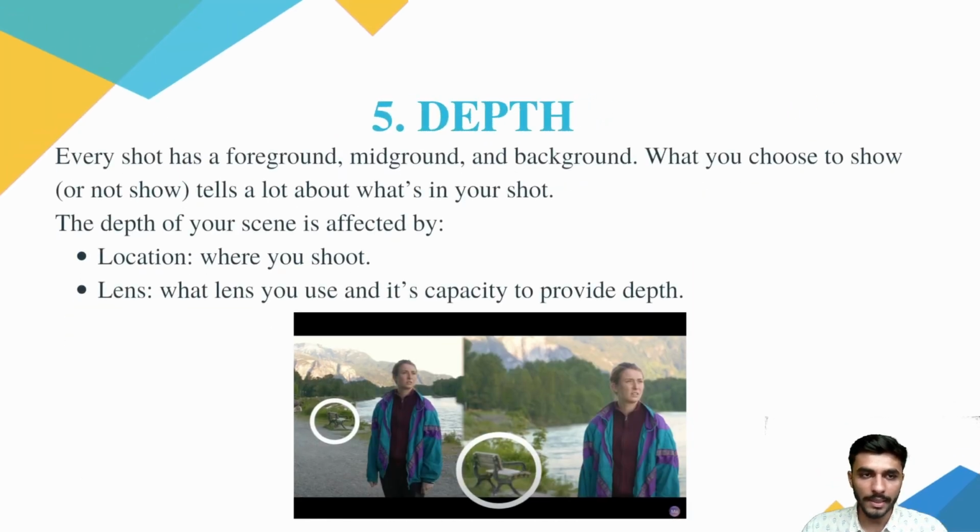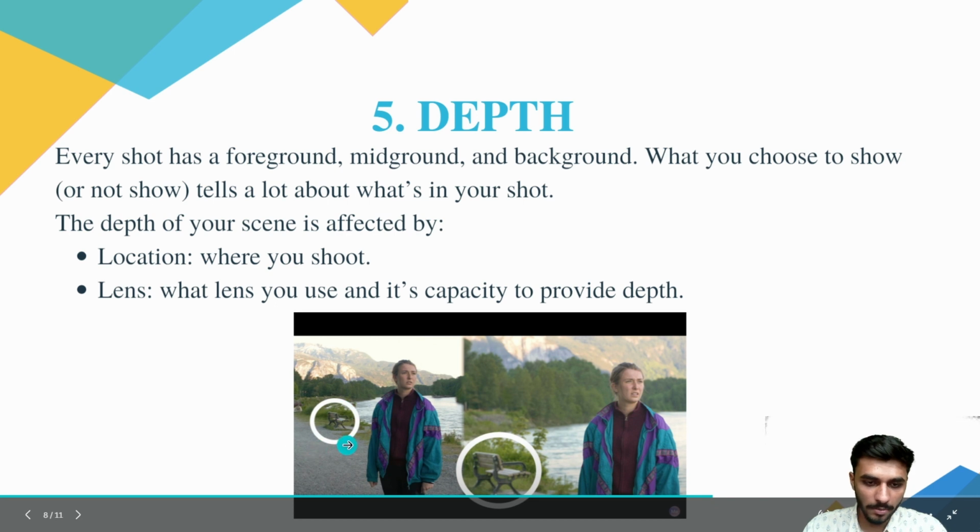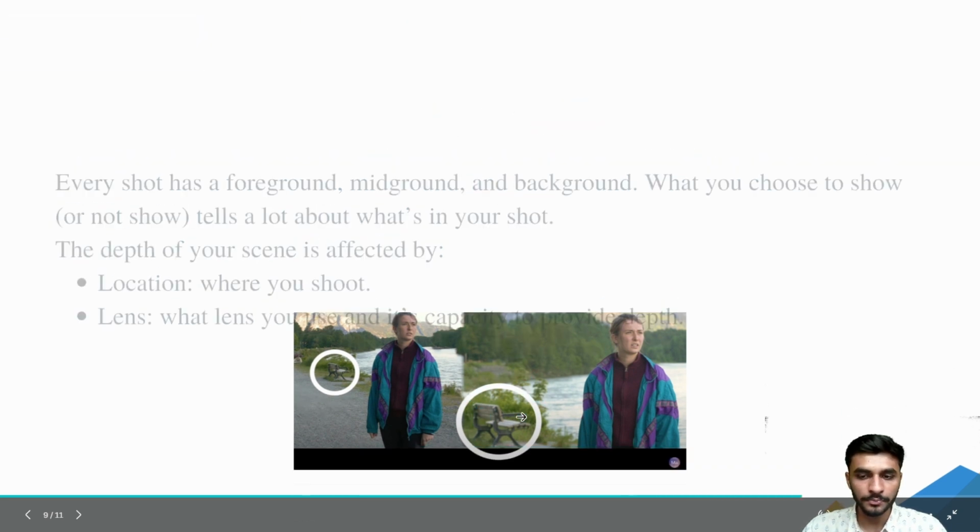The next principle is depth. Every shot has a foreground, midground and background. What you choose to show or not show tells a lot about what's in your shot. The depth of your scene is affected by location, where you shoot, and lens, what lens you use and its capacity to provide depth. You can see in the comparison of two photos, in one of the photos the bench that has been marked by the white circle is in the background, while in the other photo the bench marked by the white circle is in the midground.